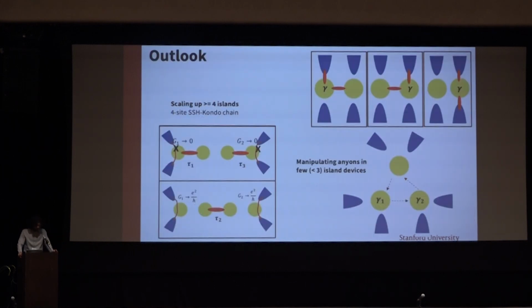We have some ideas for what we can do with this platform. I won't get into all of this in the interest of time, but just talking about a variation of the SSH model that Sam spoke about, where we are talking about these Kondo interactions instead of standard exchange, which is more robust to disorder.